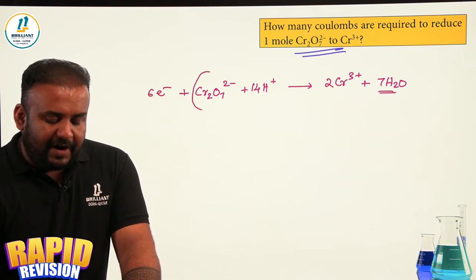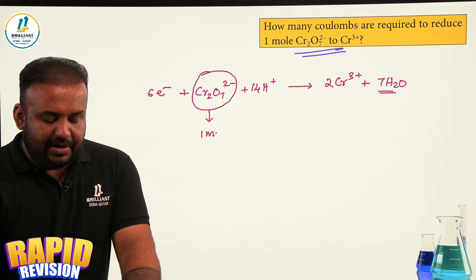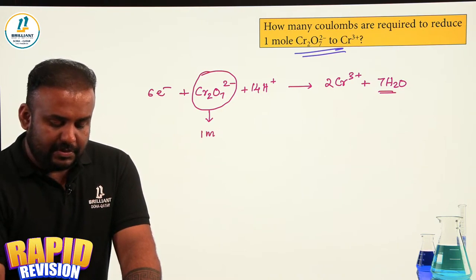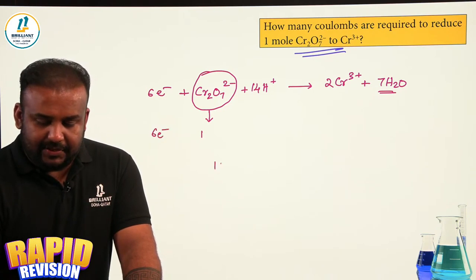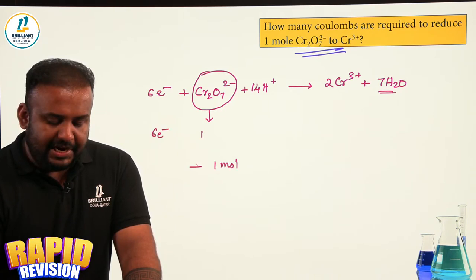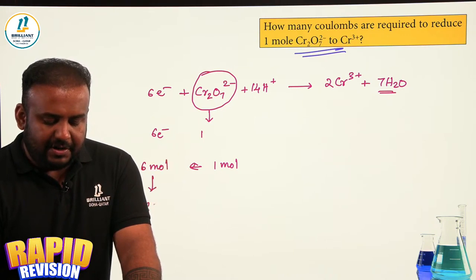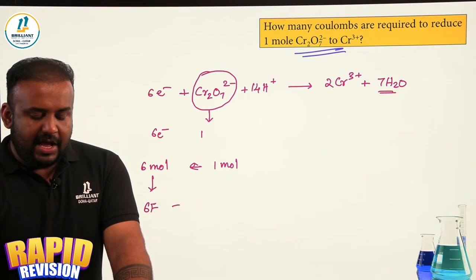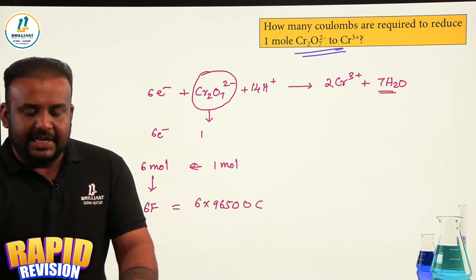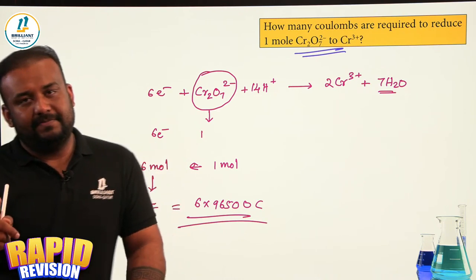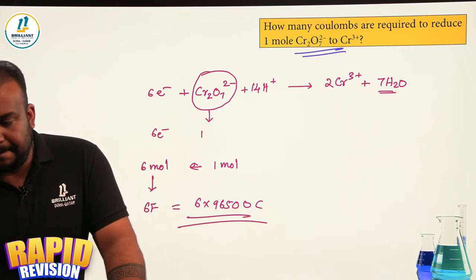So for 1 Cr2O7 2 minus, how many electrons do I need? For 1, I need 6 electrons, correct? So for 1 mole, how much do I need? I need 6 mole electron. What is the charge of 6 mole of electron? 6 Faraday. Because charge of 1 mole of electron is 1 Faraday. So I need 6 Faraday here.